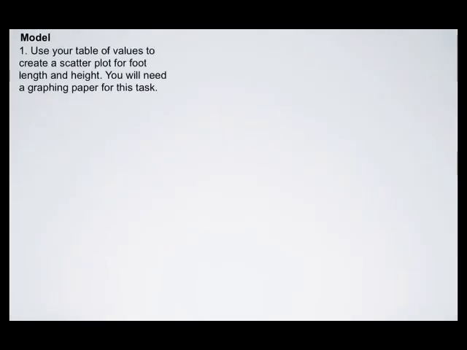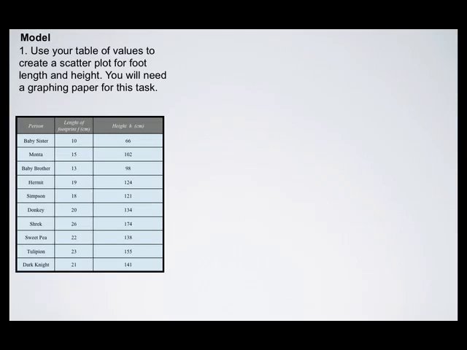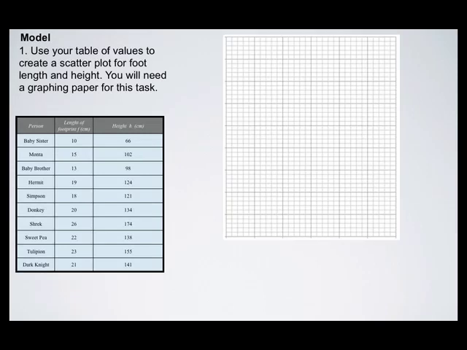Let's take a look at our model. Let's use our table of values to create a scatter plot for foot length and height. We'll need a piece of graphing paper for this task, and we'll also need to recall our table of values. There's our table of values, and there's our piece of graph paper.